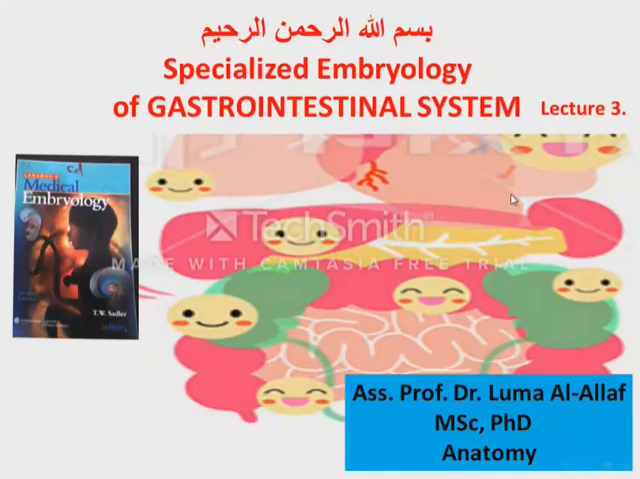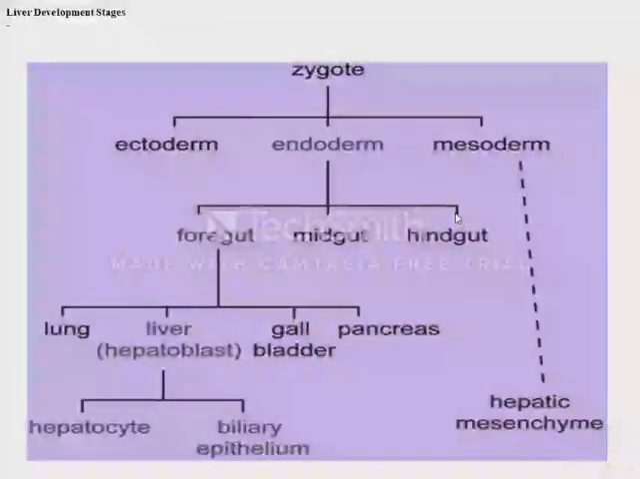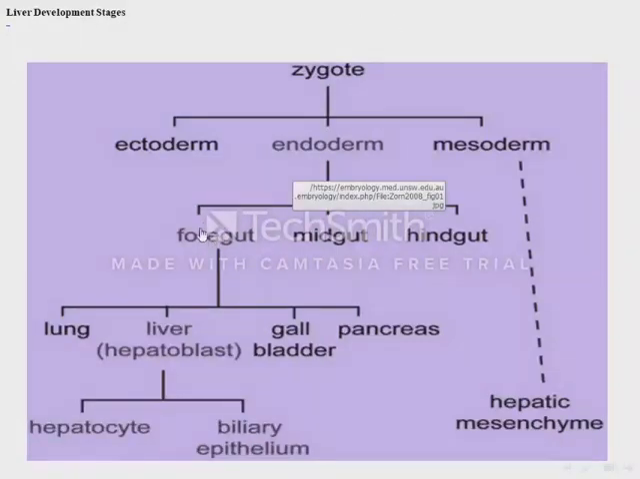This is the third lecture in the embryology of the GIT system. Liver. Look at this picture. The endoderm is derived from the zygote, and from the endoderm the foregut is formed. Then the foregut gives us the liver hepatoblast, gallbladder and pancreas, and from the liver hepatoblast the hepatocytes and biliary epithelium are formed. From the mesoderm the hepatic mesenchyme is formed.